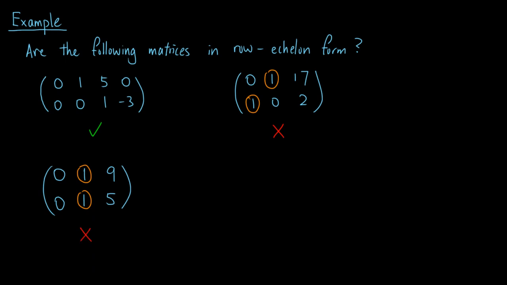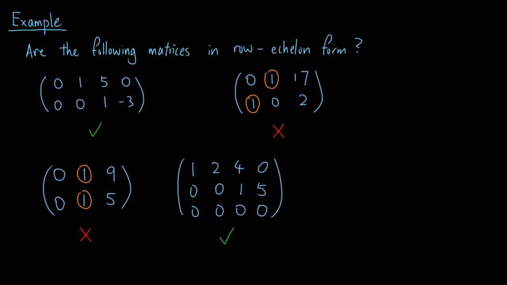The fourth matrix is this. We observe that there is a zero row of the matrix, and it lies at the bottom of the matrix. Moreover, the first non-zero entry in the second row lies in the third column, which is to the right of the first non-zero entry in the first row, which is in the first column. So, the matrix is in row-echelon form.